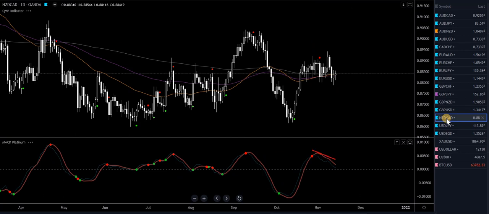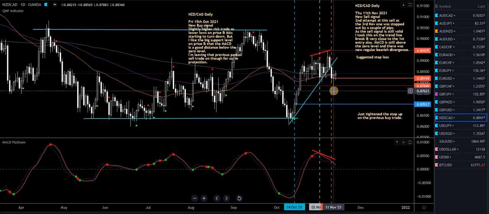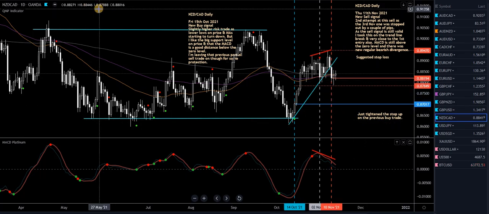New Zealand CAD caused me a little bit of grief lately. We're still in the buy trade here, and we're still in that buy trade. If you have a look where my stop is, 87849, you can read it there. Now, when I run the cursor over this low here, have a look at the low up here.